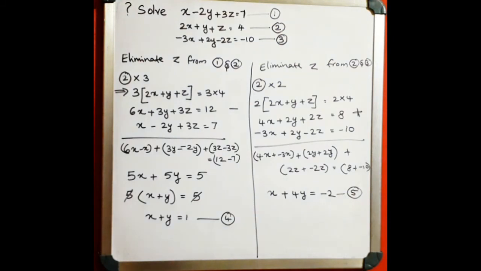Then solve this equation 4 and 5. We get the value of x and y. Then substitute the value of x and y in one of the equation. We get the value of z.